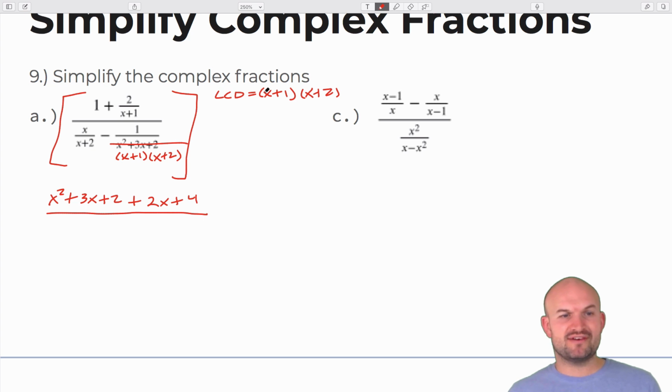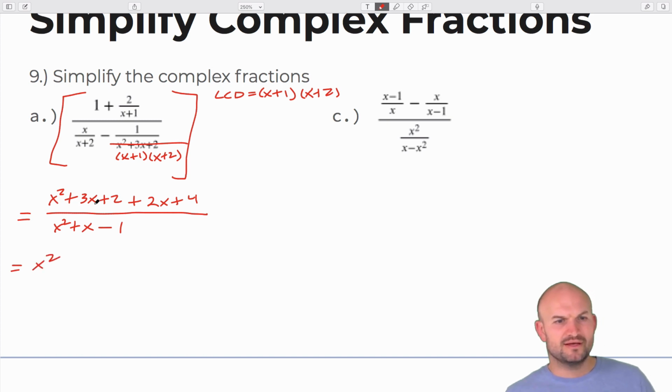The x plus 2's divide out, leave me with an x times x plus 1, so that's going to give me an x squared plus x. Minus, x plus 1's divide out, x plus 2's divide out, leave me with just a negative 1. All right, I can handle that. So now let's go ahead and combine our like terms here. So we have x squared is my only x squared. 3x and 2x, that's going to be plus a 5x.